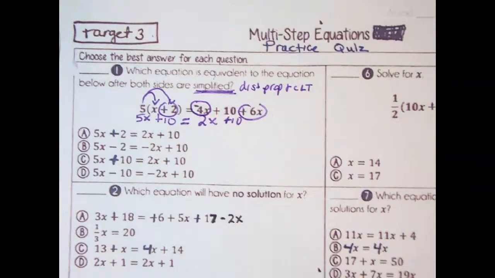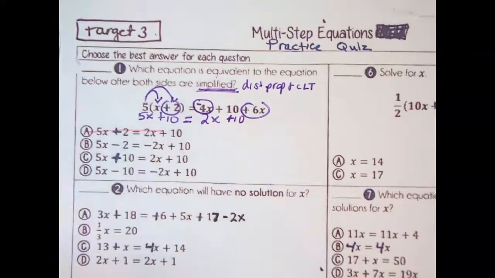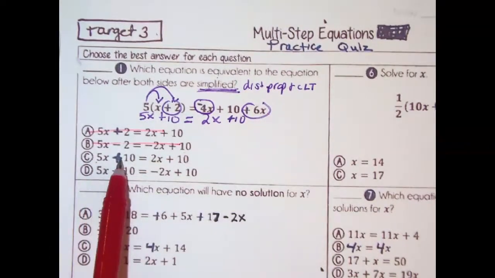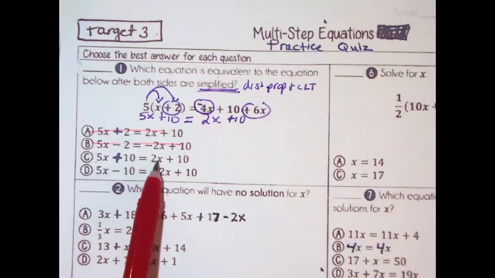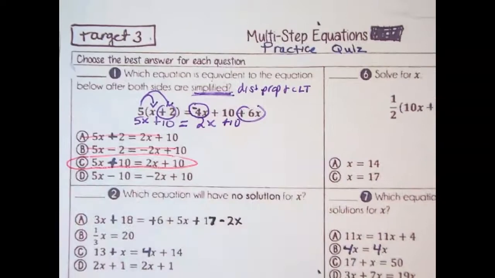So now that I've simplified on both sides, I'm just going to look to see which one matches. So a 5x plus 10. So right away, I can get rid of this one. I can get rid of this one. Oh, here, let's see. I see a 5x plus 10, and then I see 2x plus 10. So I know automatically it's got to be that one.